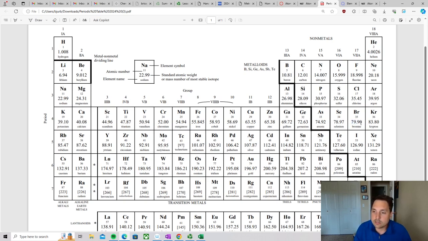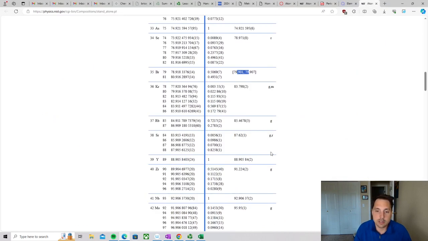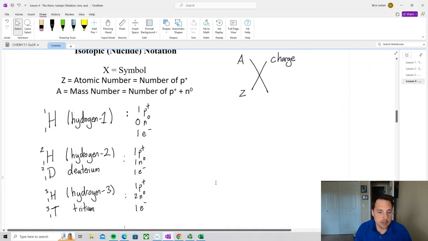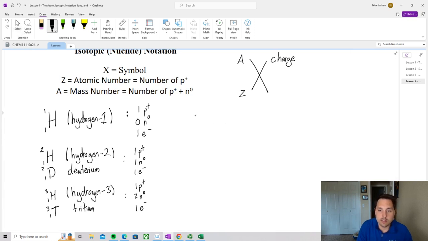And when we look at this, this number is really close to 80. Okay, and I use this example because it can be a little bit misleading. You might think that the most common isotope of bromine is bromine-80. But it's not. So let's take a look at that. So there's 2 common isotopes of bromine. There's bromine-79 and there's bromine-81.